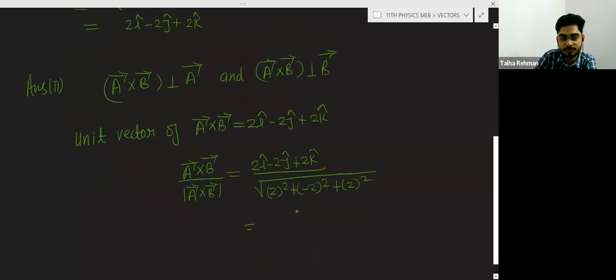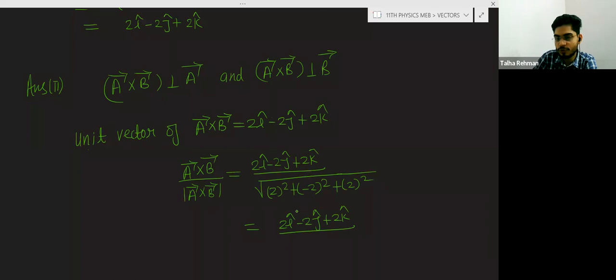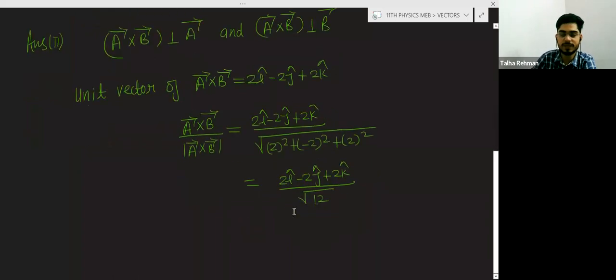So this will become 2I cap minus 2J cap plus 2K cap, divided by root 12, because 4 plus 4 plus 4 will become root 12. So this will be your final answer. And if you want to solve it further, you can solve it like this: 2 divided by root 12 can be written as follows.